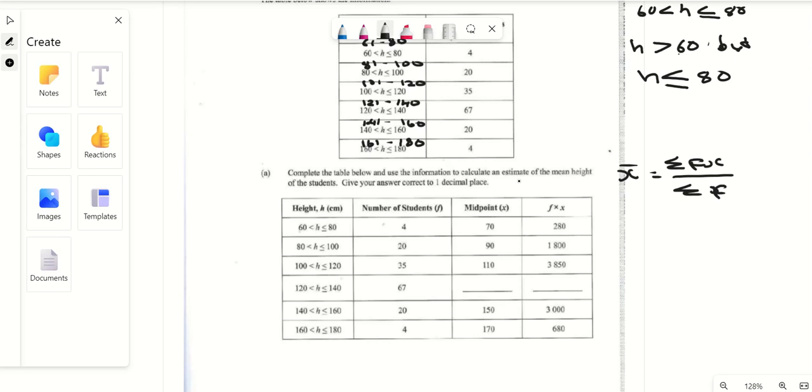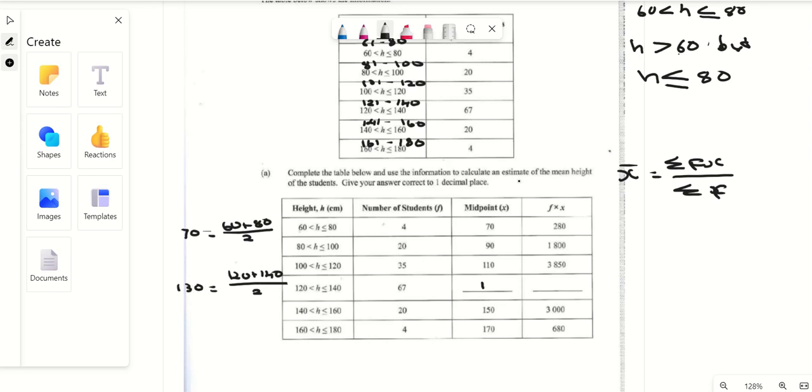The midpoint is the middle of your height. Height is x, so the middle between 60 to 80. So your midpoint would have been 60 plus 80, all divided by 2, is equal to 70. Or you could just say the middle of 60 and 80 is 70. The middle of 80 and 100 is 90. The middle of 120 to 140 would have been 120 plus 140, all divided by 2, is equal to 130.